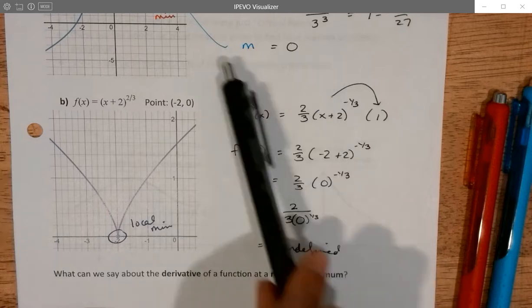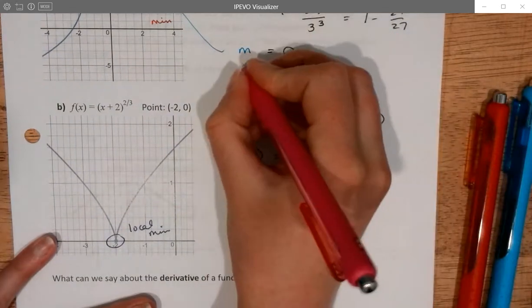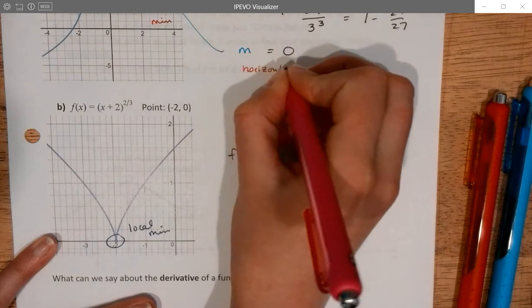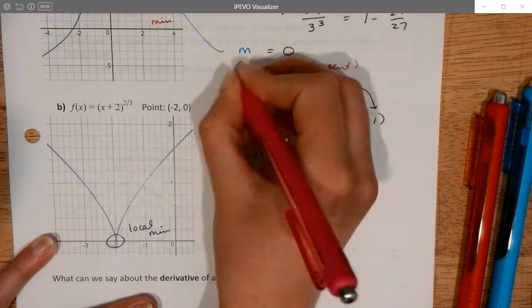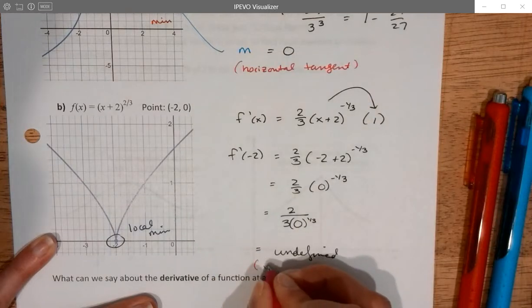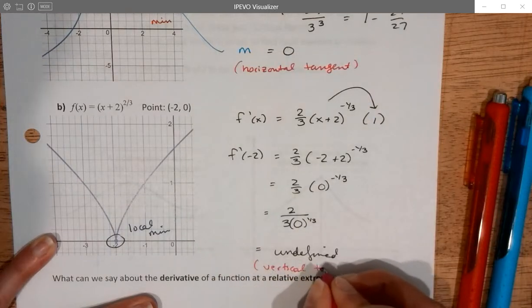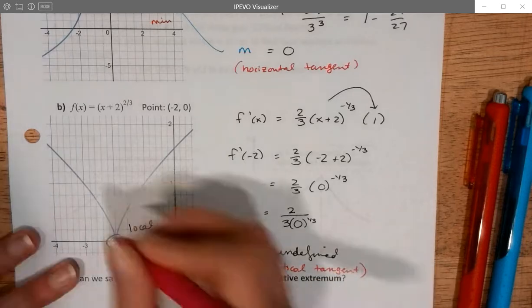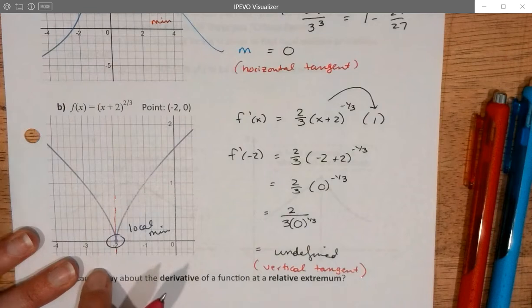Now, if a line that has slope 0 is horizontal, a line that has a slope that is undefined is going to be vertical. So it means that we have a vertical tangent here instead of a horizontal tangent. And you can see that that appears to be true, that we have a vertical tangent at this point.